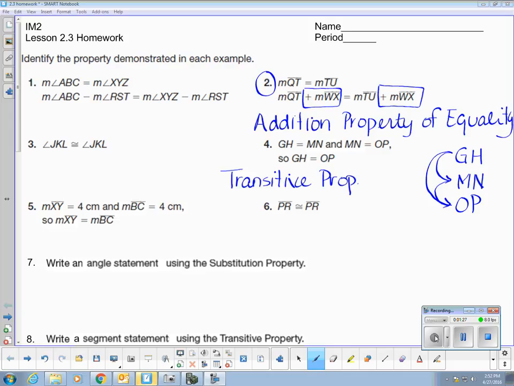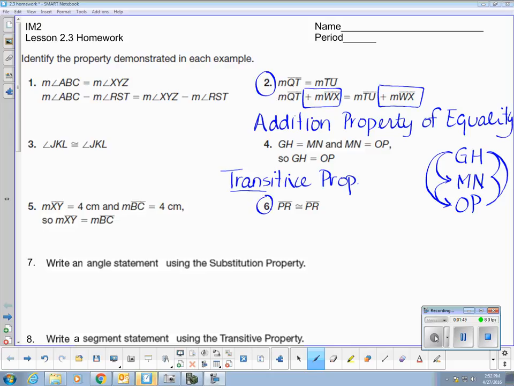So when I see it like this, I think of a train. First car is connected to the second car. The second car is connected to the third car. So the first car is connected to the third. Just a clever way to think about the transitive property. It's like a train.